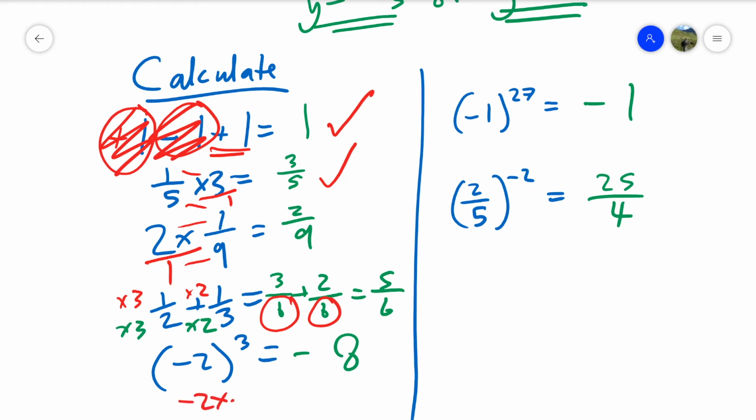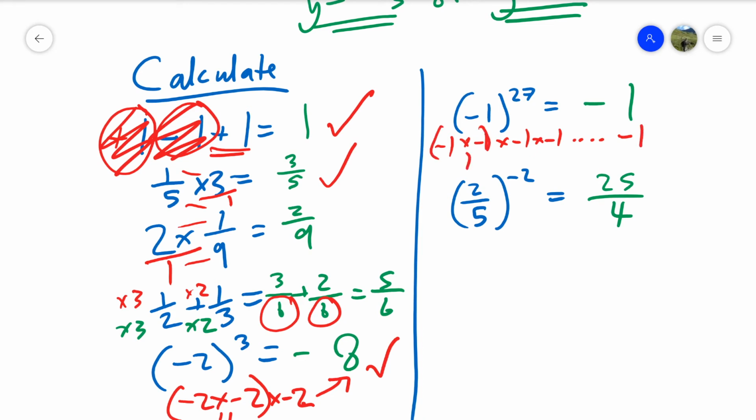This is minus 2 times minus 2 times minus 2. Minus 2 times minus 2 is 4, because minus times minus is a plus, and then 4 times minus 2 makes minus 8. This is minus 1 times minus 1 times minus 1 times minus 1 and so on, times 1. All of the pairs of minus 1 cancel to make 1, which means you just end up with a minus 1 at the end, hence the answer.